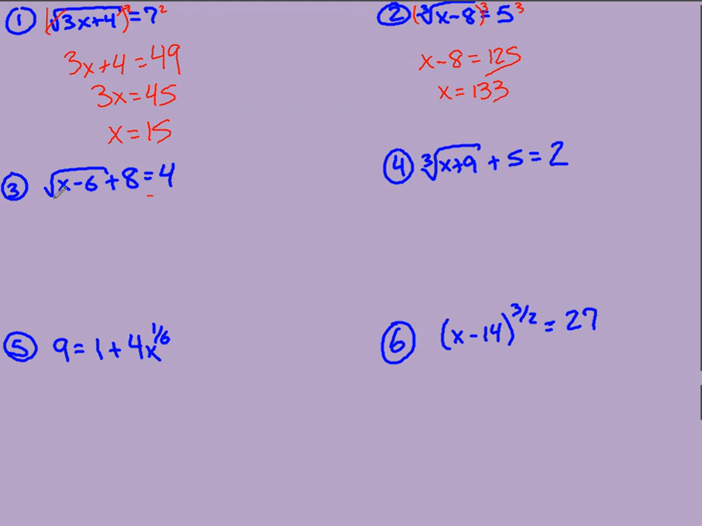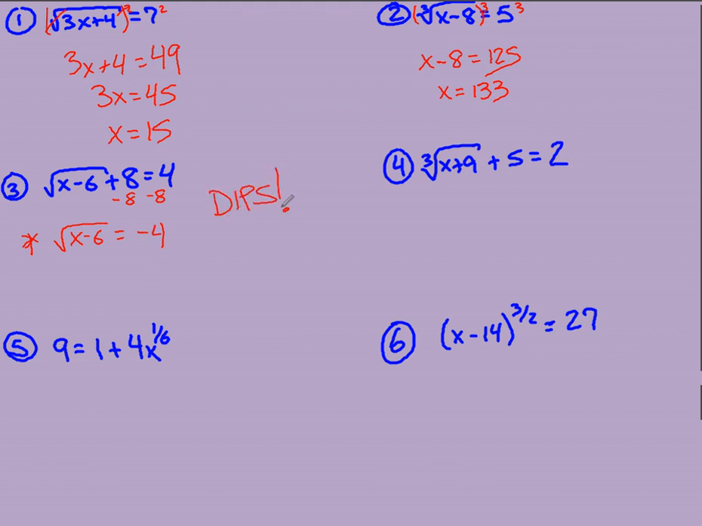Down here, we need to first get the radical by itself. We do that by subtracting 8 from both sides. That leaves you the square root of x minus 6 equals negative 4. Here's the trick right here. The square root of something can never be a negative number. This is a no solution. This is a trick problem here.